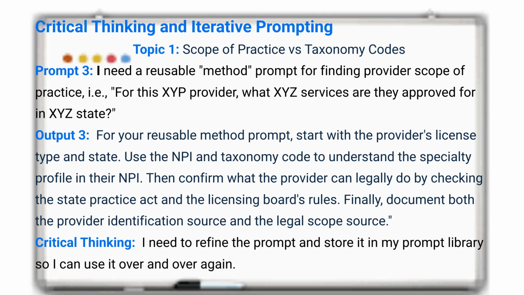Prompt 3: I need a reusable method prompt for finding provider scope of practice. That is, for this XYZ provider, what XYZ services are they approved for in XYZ state? Critical thinking: I need to refine the prompt and store it in my prompt library so I can use it over and over again.